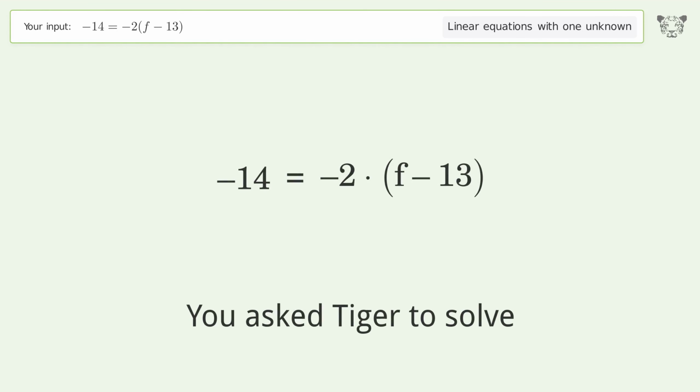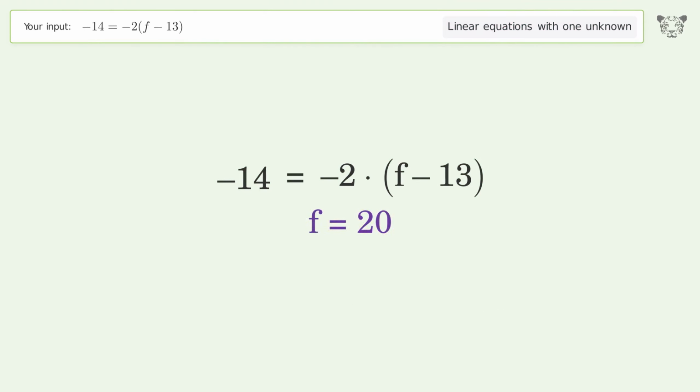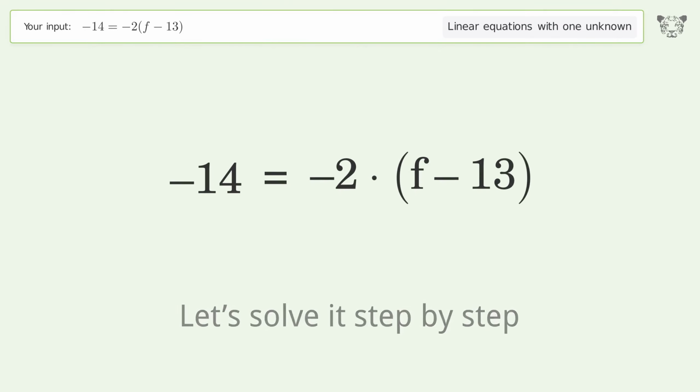You ask Tiger to solve. This deals with linear equations with one unknown. The final result is f equals 20. Let's solve it step by step.